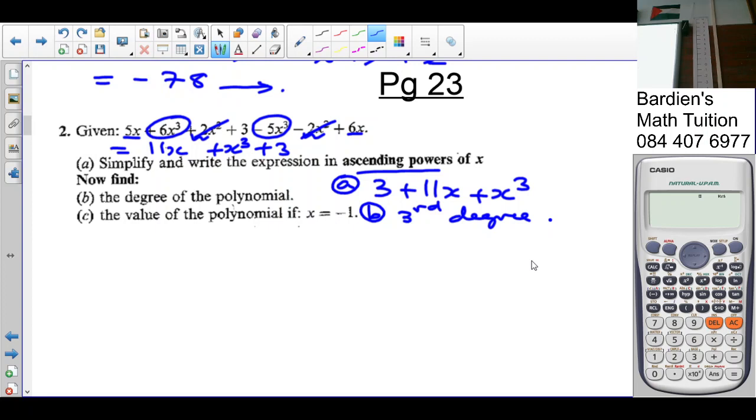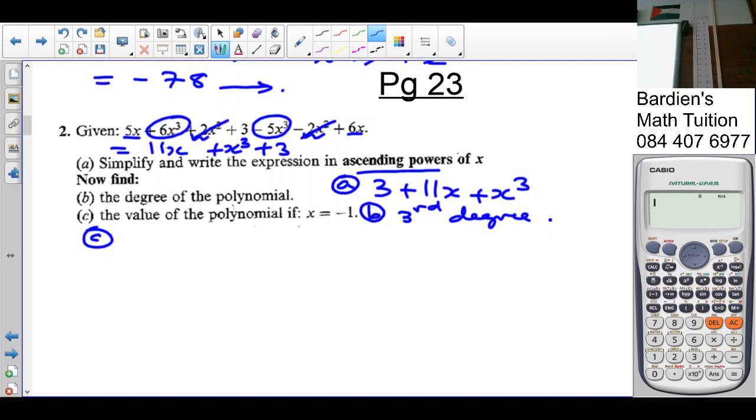Okay. Now find the value of the polynomial if x is equal to negative 1. This is 3 terms, people. And 3 terms is also known as what? Trinomial. 3 terms is trinomial. So trinomial, binomial, polynomial, monomial, all form part of the polynomial set of numbers. Okay.